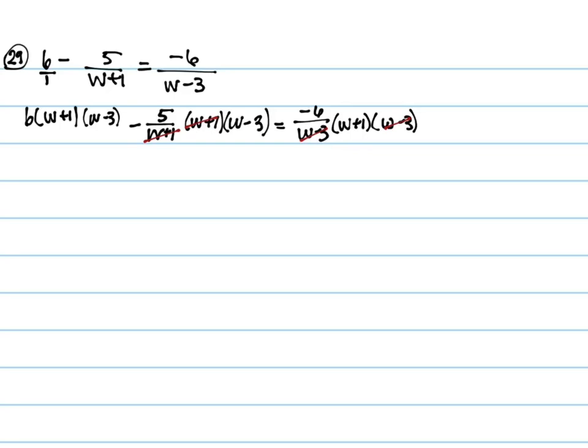The very far left, there's no canceling because there's no denominator. So I simply need to multiply that out. And if I do, I'm going to have w squared. On the inside, I have positive 1w, and on the outside, I have negative 3w. Positive 1 and negative 3 is negative 2. And then the last digits multiply to give me negative 3.